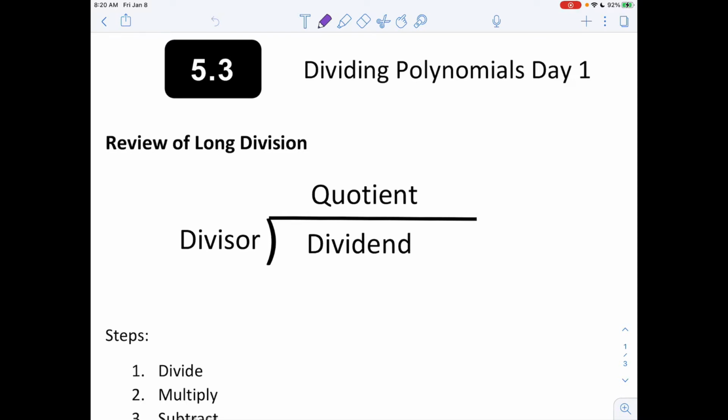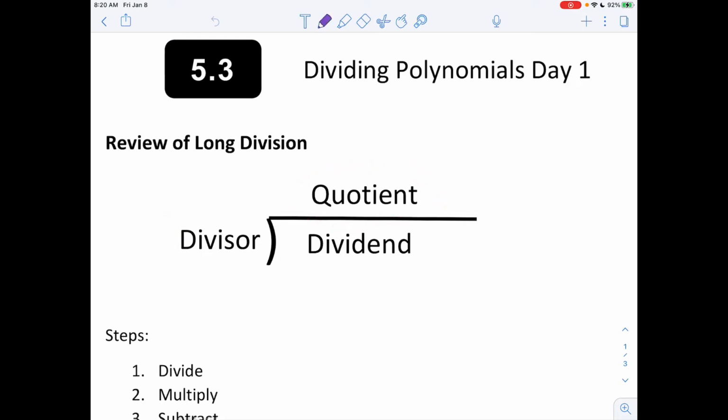So just to refresh your memory about a couple of vocabulary terms before we get started. Whenever we are dividing, the thing that we are dividing into is called the dividend. So that's usually our bigger number that's going to get divided. The thing we're dividing by is the divisor, and our answer is a quotient.